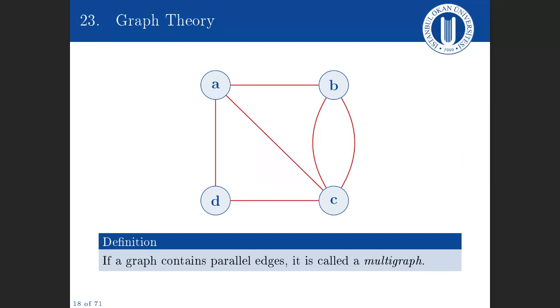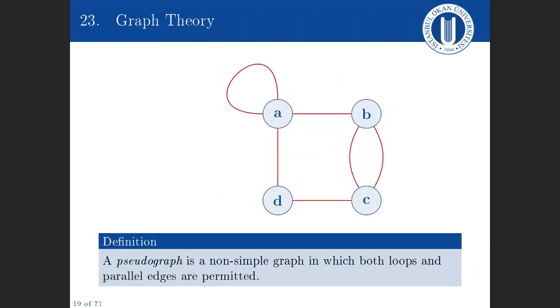This graph has parallel edges. Look, there's 2 edges which join B together with C. This edge joins B to C and this edge joins B to C. These are parallel edges. If a graph contains parallel edges, then we call it a multigraph. If we let the graph have both loops and parallel edges, then we call it a pseudograph.